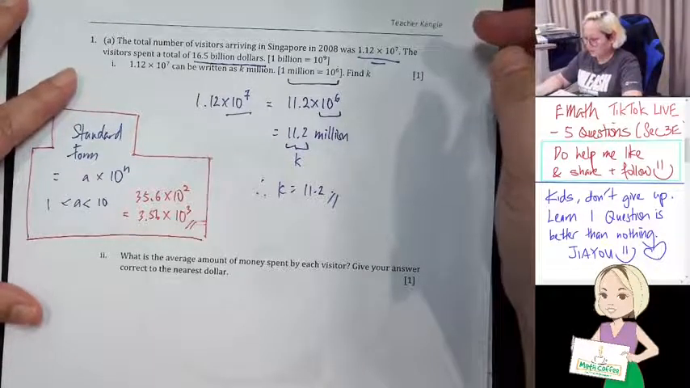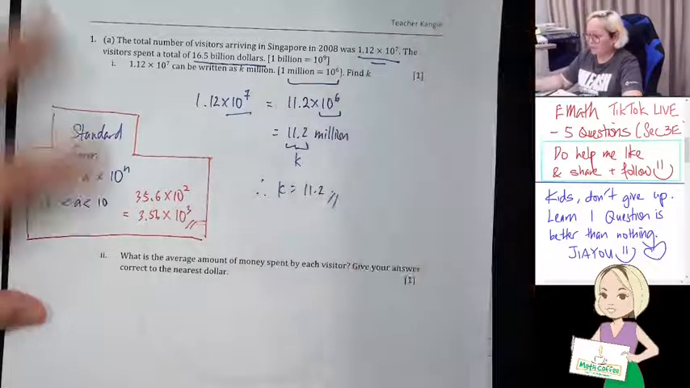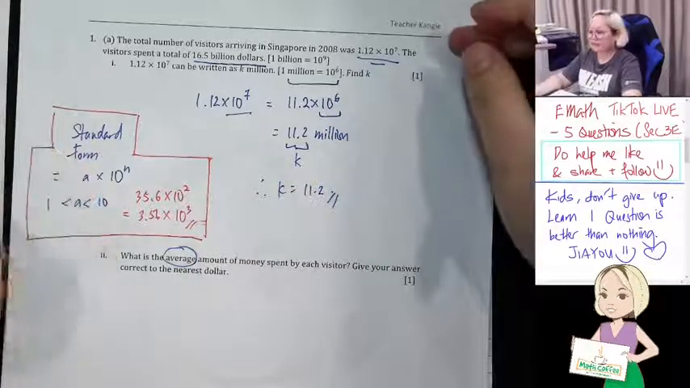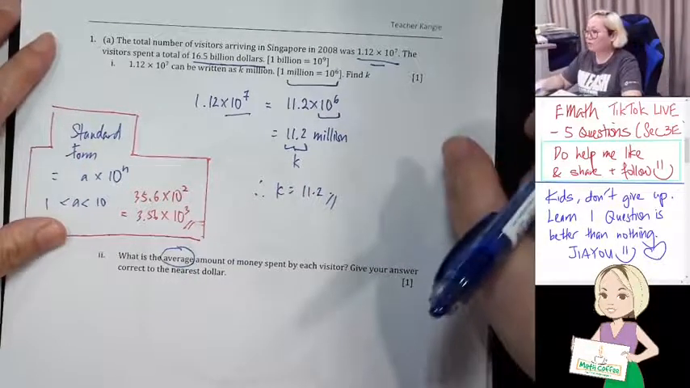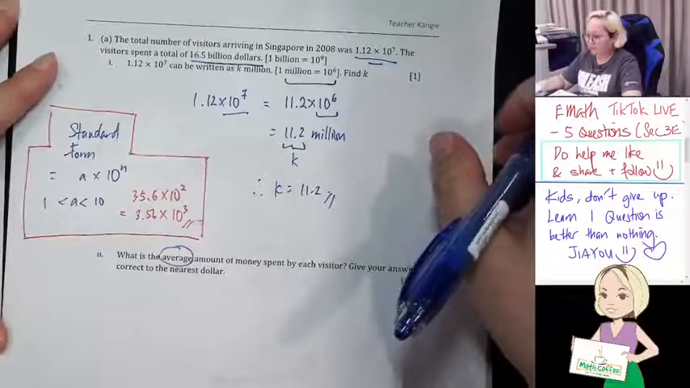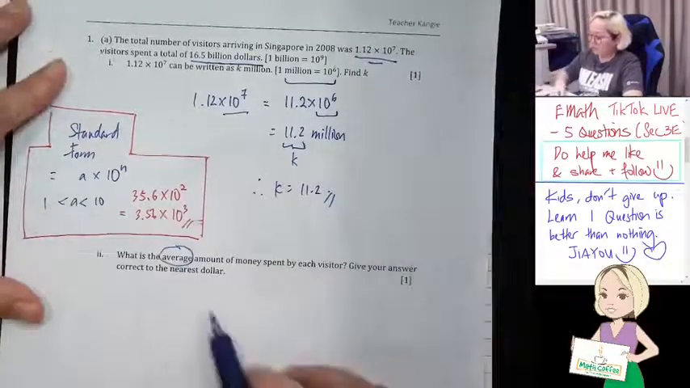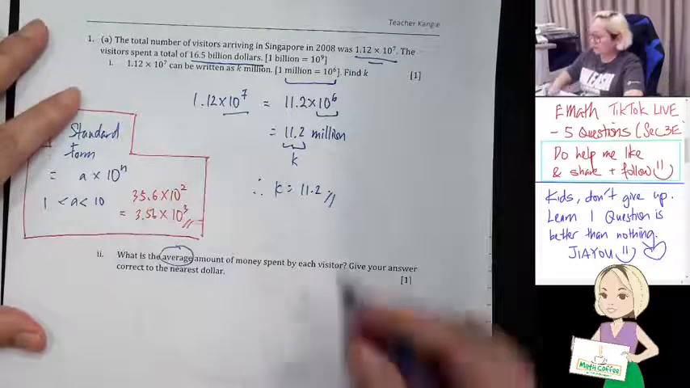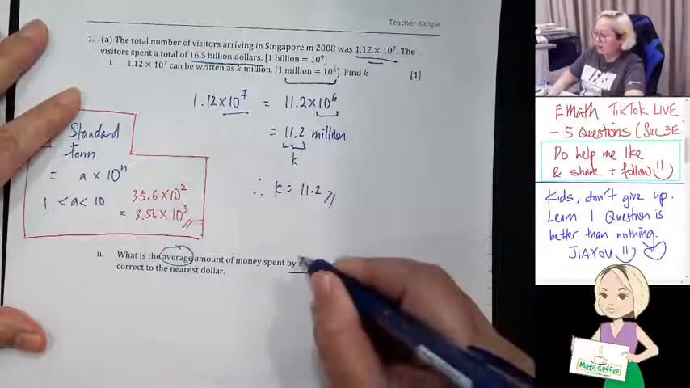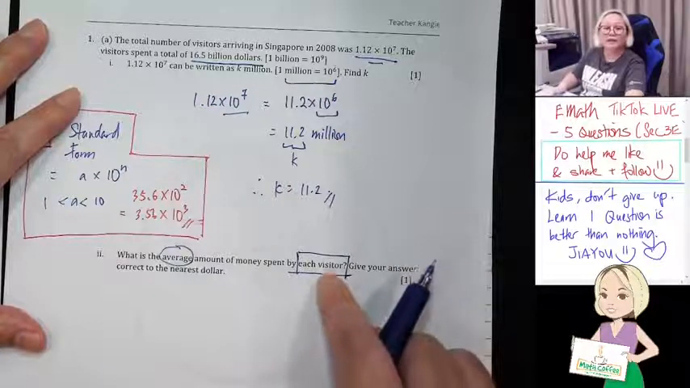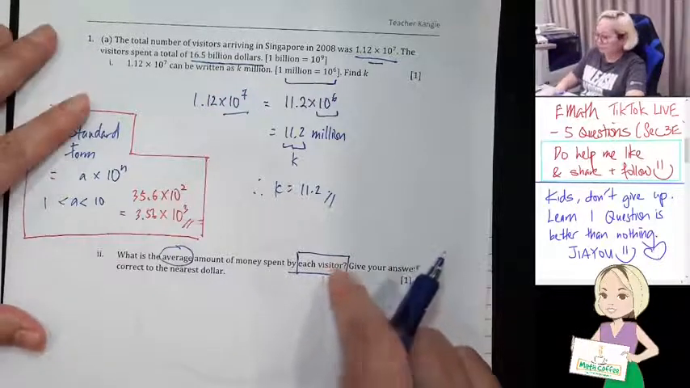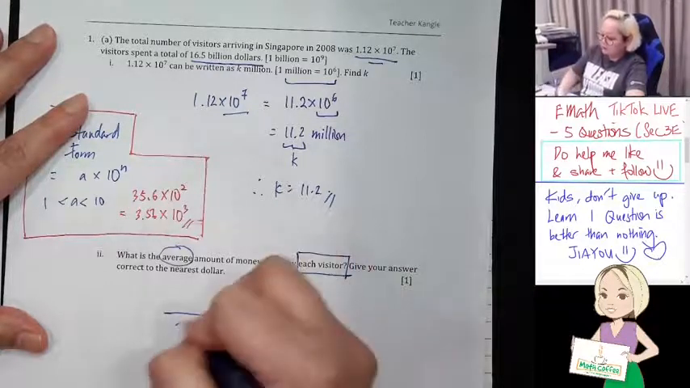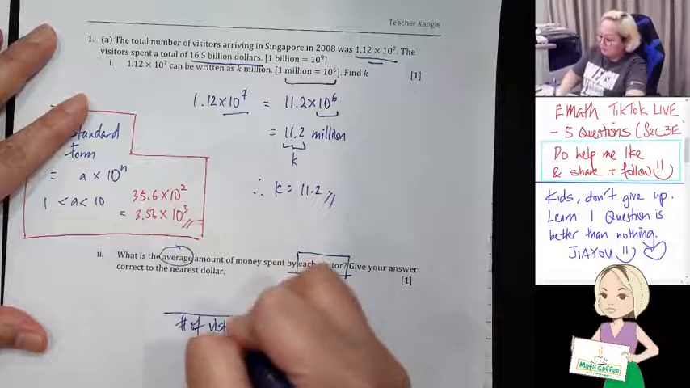Okay, now let's go to the next one. The next one asks, what is the average? We know the average is always something divided by something. A common mistake is students don't know which one is divided by which one. What is the average amount of money spent by each visitor? The trick is because they say by each visitor, I know my denominator is the number of visitors.